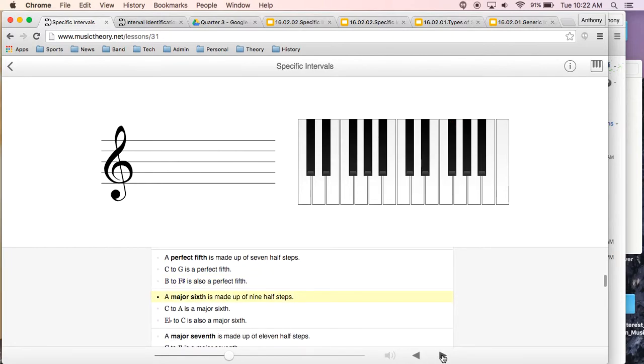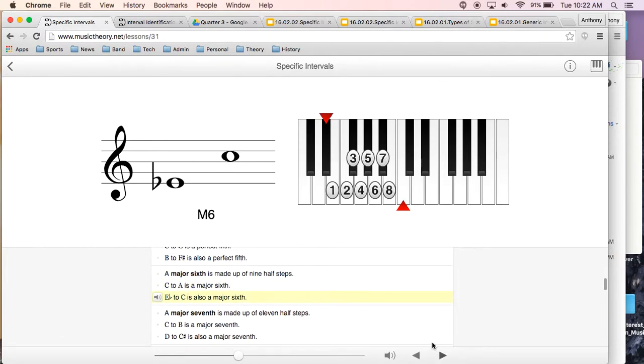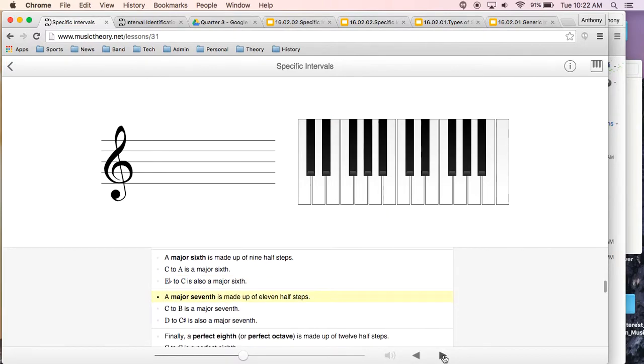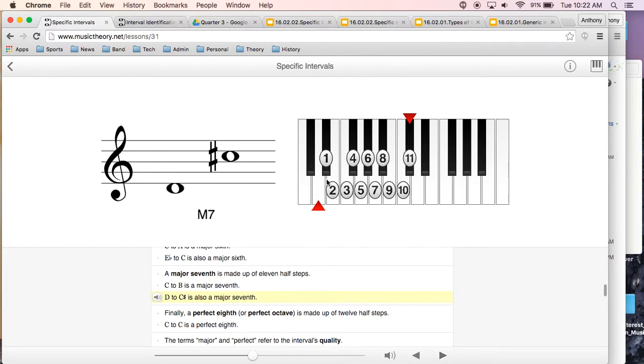So let's look at a sixth. It says here it's made of 9 half steps. And then you can see the process here. We go up 9 half steps. We pick another note, go up 9 half steps. That's another major sixth. And then a major seventh is made up of 11 half steps. So now you notice we went up 11 half steps and see it's from C to B. We pick another note, D. We go up 11 half steps. We're on C sharp. There's another major seventh.